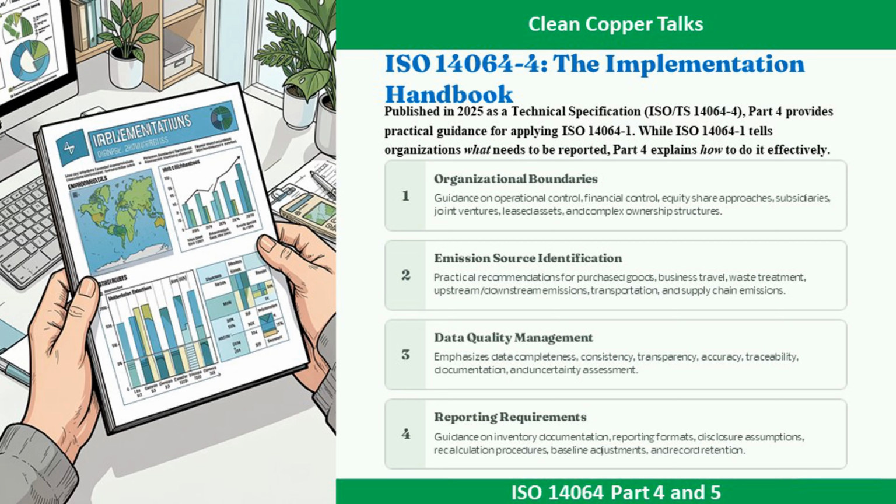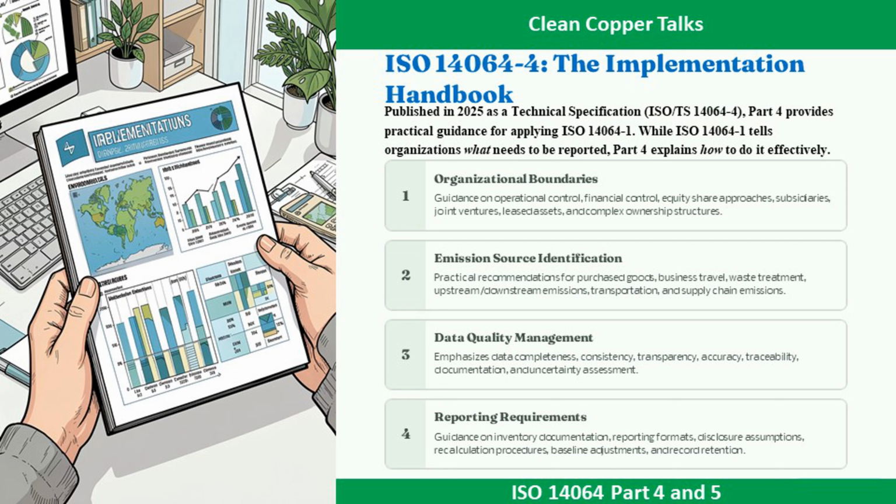Identification of emission sources. Organizations often struggle with identifying indirect emissions. Part 4 provides practical recommendations for purchased goods, business travel, waste treatment, upstream emissions, downstream emissions, transportation activities, and supply chain emissions.